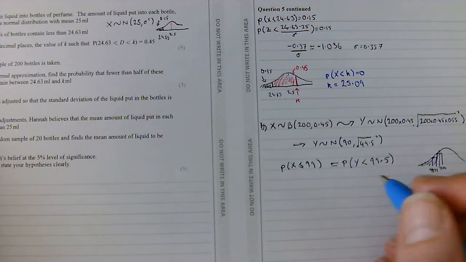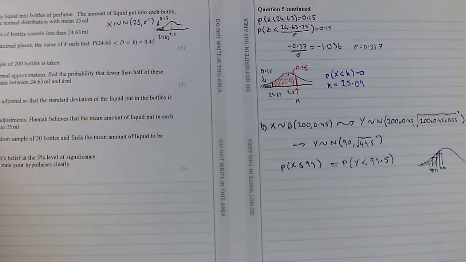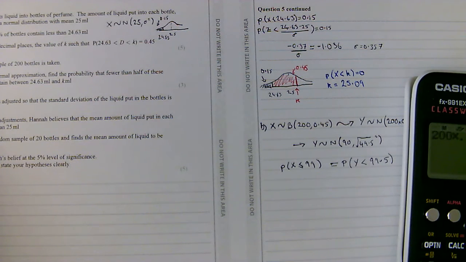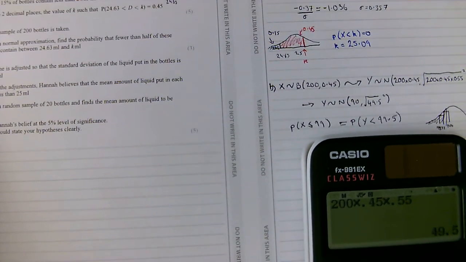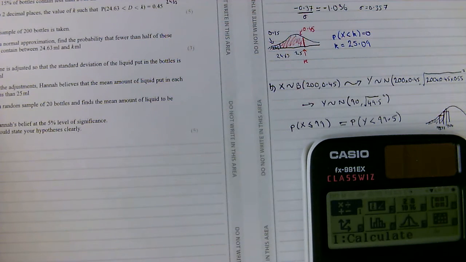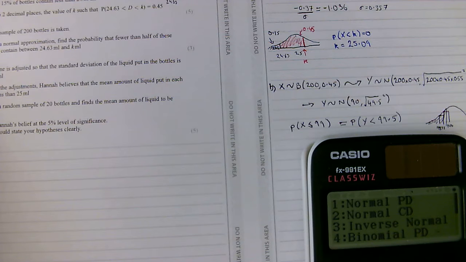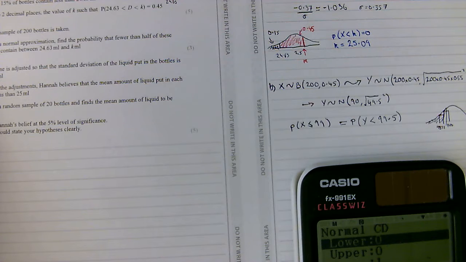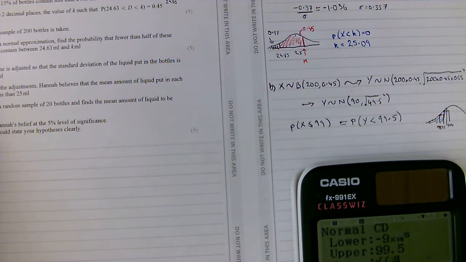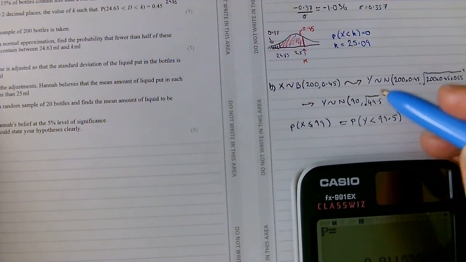So the probability that y is less than 99.5, I can do that straight away on my graphics calculator. We're going back to my menu, distributions. I'm trying to find a probability, so it's going to be normal CD. My lower bound, well, I don't have a lower bound, so I'm going to put minus 9999999. Upper bound is 99.5. Sigma is the square root of 49.5, and the mean is 90. And it should give me a probability of 0.912.